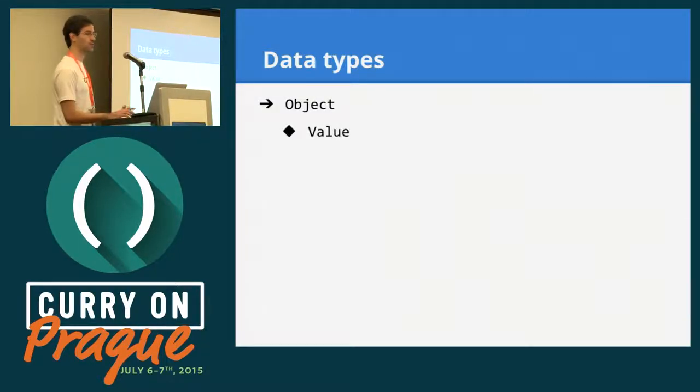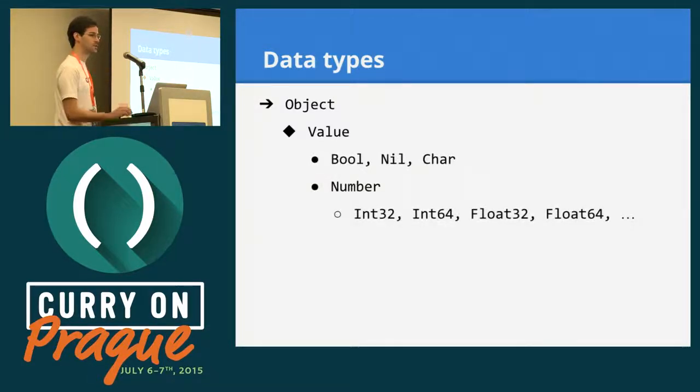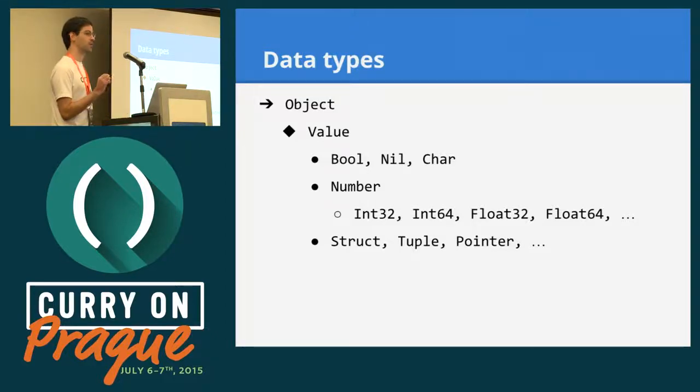We have values, which are value types. They are allocated on the stack and are passed by value. Here we have booleans, characters, and also the numbers. Their representation is pretty efficient; an Int32 is just 4 bytes. And then we can also define custom user value types, which are structs.